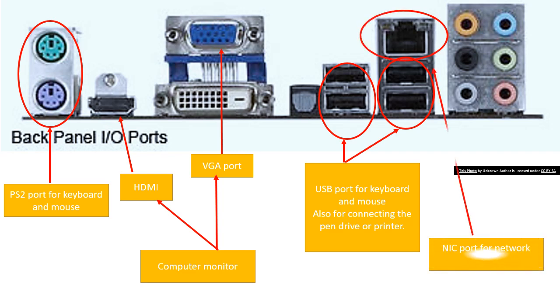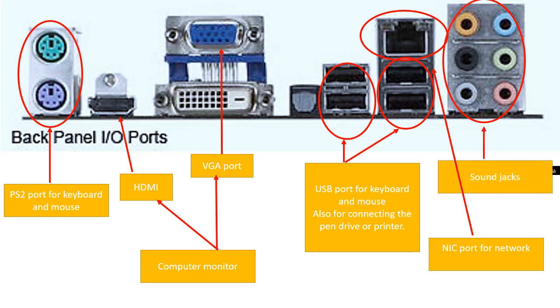Now, next is NIC port. This is what is NIC port for network. Networking means more than one computers are connected to each other to share the data of one another. To connect computers to each other in a network, we are using NIC port. Now, finally, this is what is sound jacks. Sound jacks is for audio purposes. All those related with sound are connecting through audio jacks such as speakers, microphones, etc.